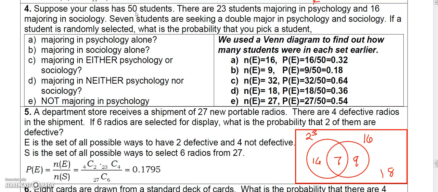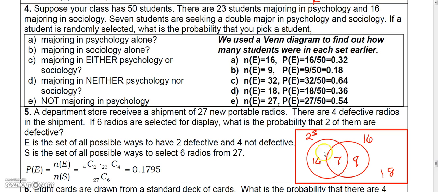On the next example, I'm going to use a Venn diagram. So we have a total of 50 students. So this rectangle will represent my 50 students. There's 23 majoring in psychology, so this first circle represents the 23 that's majoring in psychology. 16 in sociology, so the second circle represents the 16 in sociology. 7 are majoring in both, so I'm going to put 7 right in the middle.